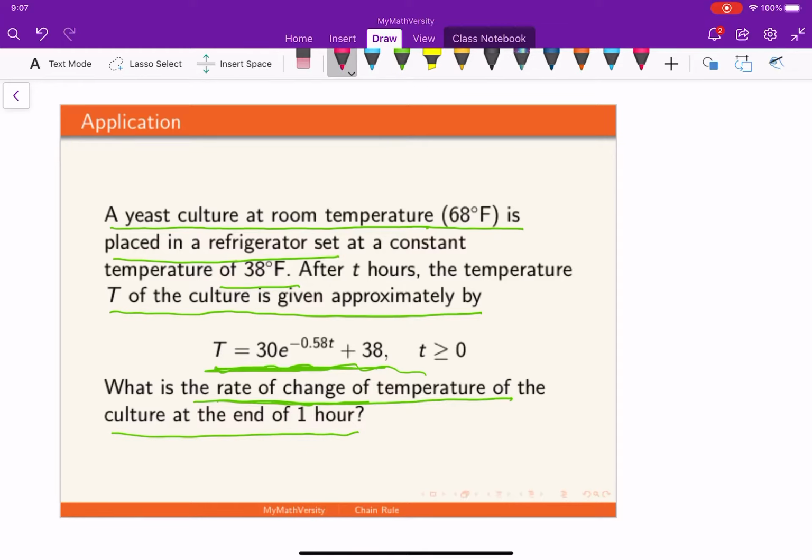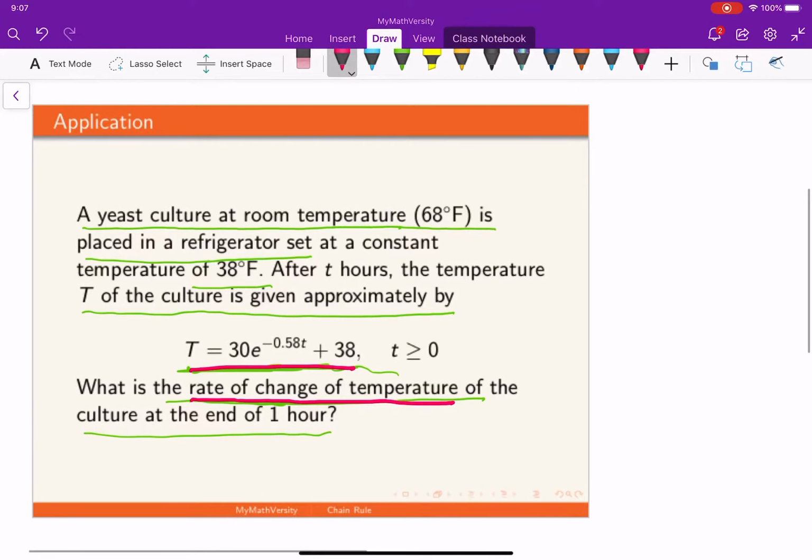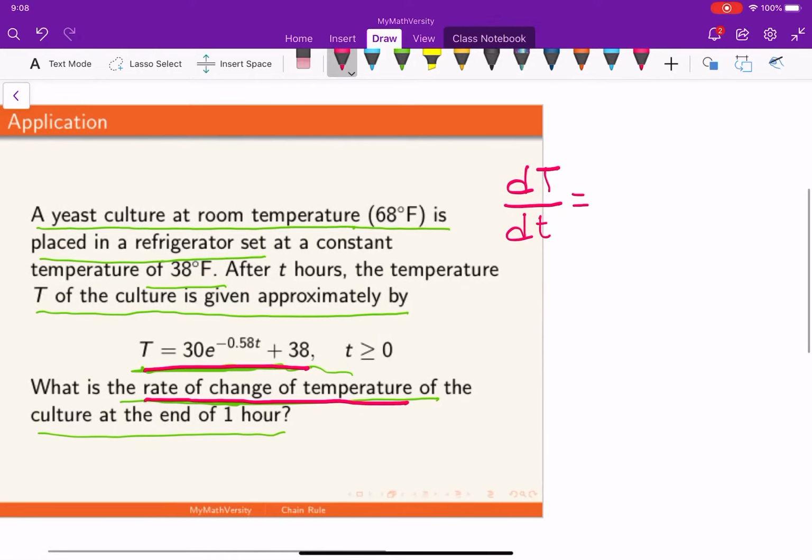The key question here is to find the rate of change of the temperature. We have been given a temperature function, and we know that the rate of change of any function can be figured out by finding the derivative of the function. So to find the rate of change of the temperature, we can differentiate the temperature with respect to time. Let's try to do that.